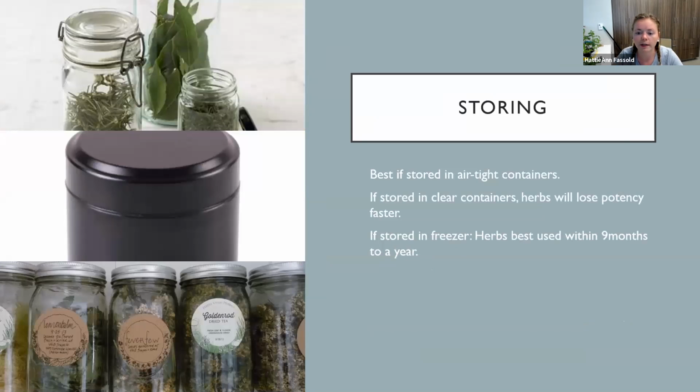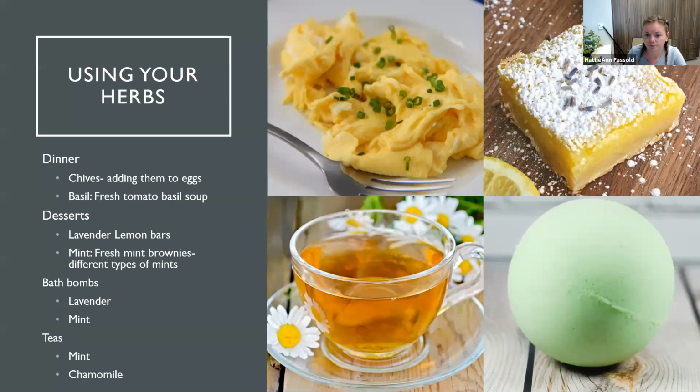So next is storing. It's best if your herbs are stored in airtight containers, and also if they're made so that no light can get into them is actually the best. It's fine if they're stored in clear containers. It's just that the potency of the flavor will go away faster. And if it's in the freezer, it's best if you use the herbs within 9 months to a year of when you put them in there. So just keep that in mind.